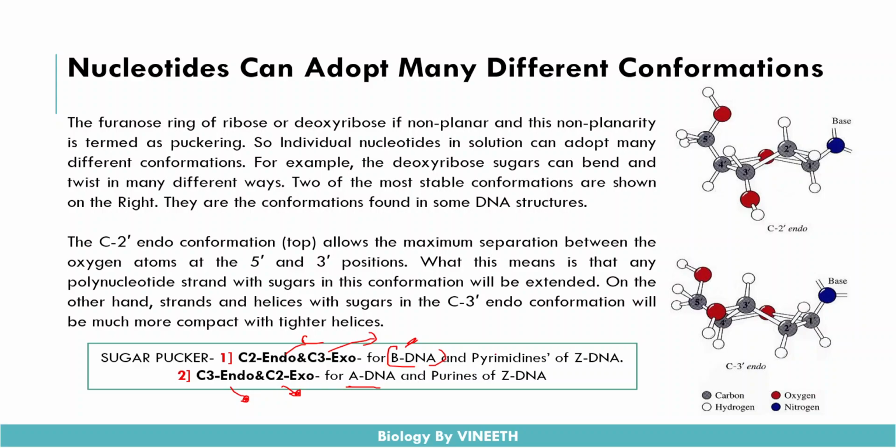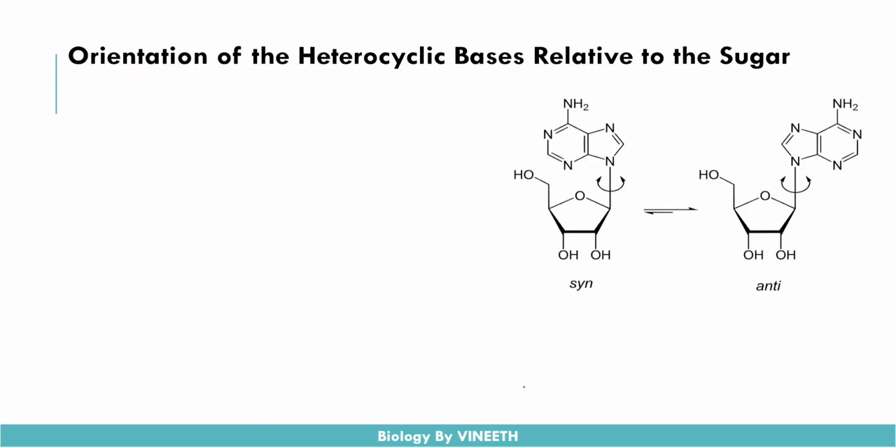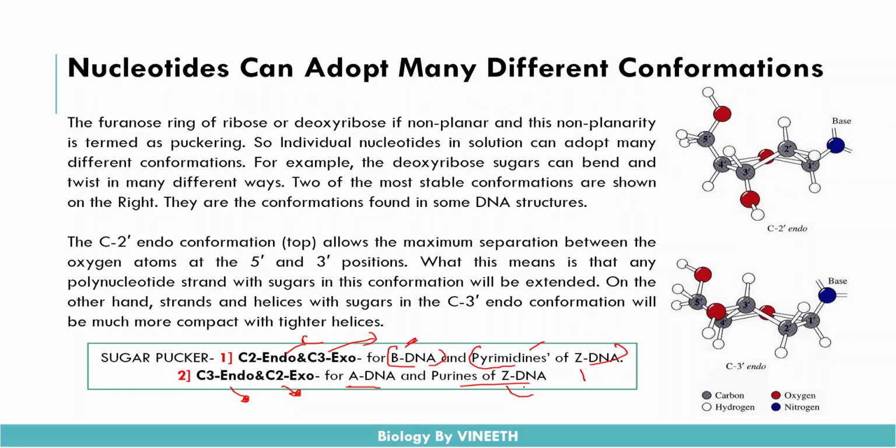If you talk about Z-DNA, the pyrimidines of Z-DNA have the C2 endo and C3 exo conformation, while the purines of Z-DNA have the C3 endo and C2 exo conformation. This type of unusual conformation gives a zigzag orientation to the DNA strand. That is why Z-DNA is named zigzag DNA. So this is the C3 endo and C2 endo conformation.